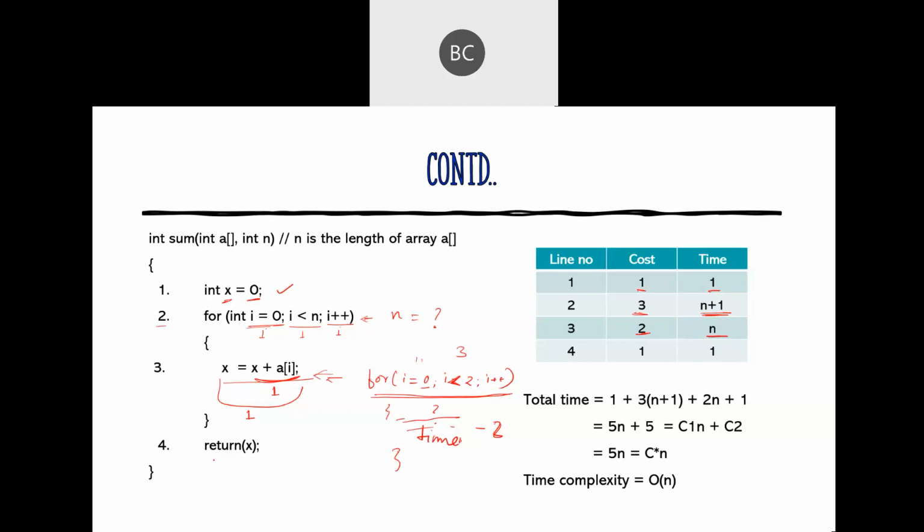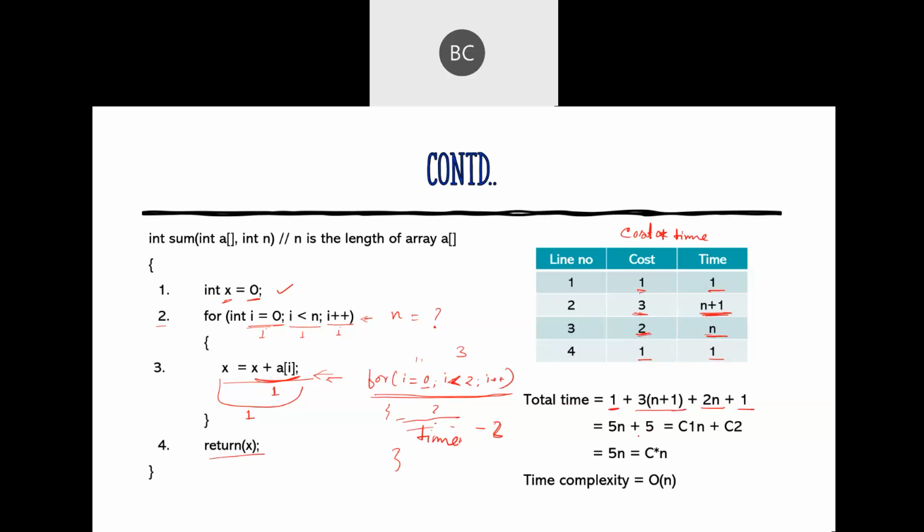Now comes the fourth line. The fourth one is just returning one value, so cost is 1 and time is also 1. Now we need to find the total complexity. What will be the total complexity? The total time will be cost into time. So for the first line, it's 1 into 1, 1. Next, for line number 2, 3 into n plus 1. Next, line number 3, 2 into n, twice n, and last 1 into 1, 1.